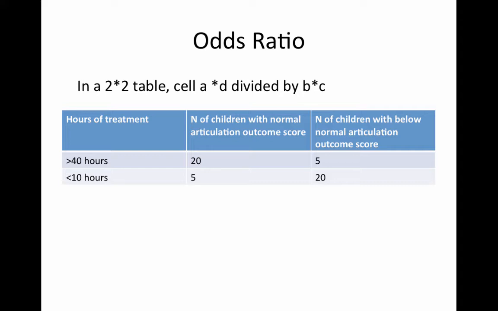If the OR is 1, the outcomes are equally likely in both groups. A small effect size is 2, a medium 3, and a large effect size is 4. In this scenario, there is a large effect size between the two groups.